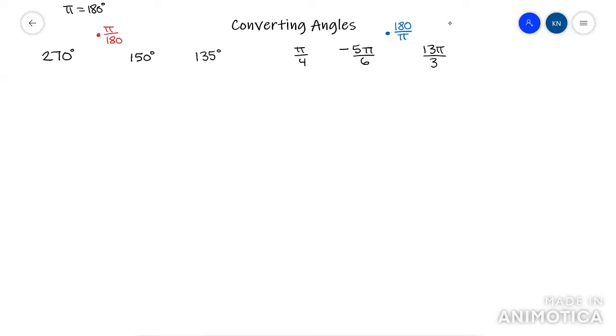This video is going to be about converting angles from degrees to radians or radians to degrees. This is something you're definitely going to need to know how to do in trig.